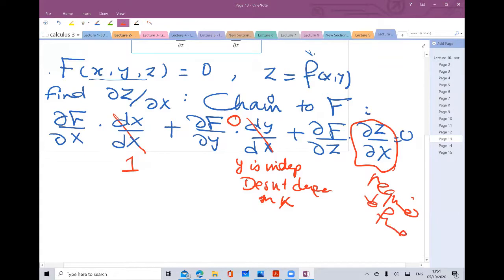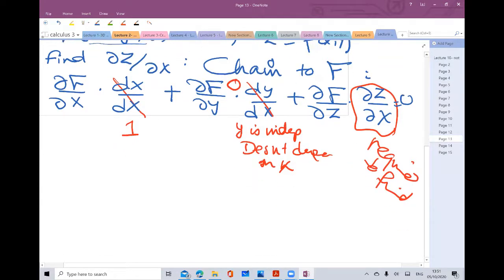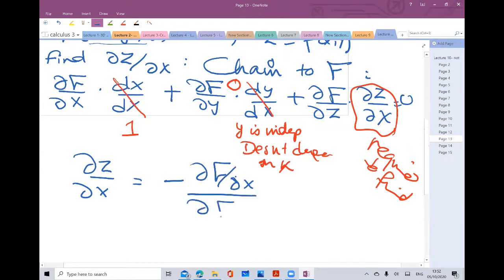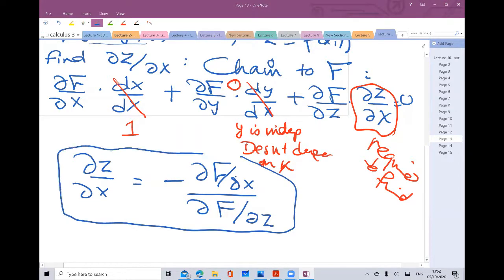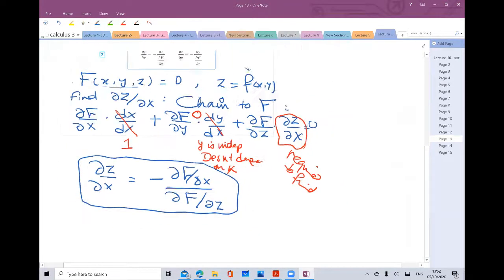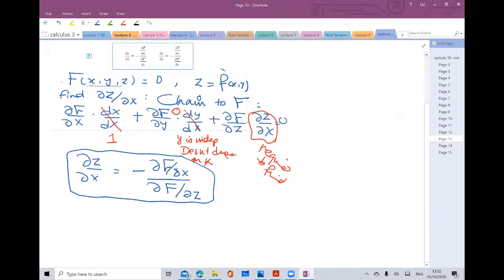So I'll do the job and end up solving for partial z partial x. I will have partial z partial x is equal to minus partial f partial x over partial f partial z. This is the rule, but it's a simple rule. If you have a function defined implicitly, all you need to do is get the partial derivative of the capital F function with respect to the variable x, over the derivative with respect to the variable z.